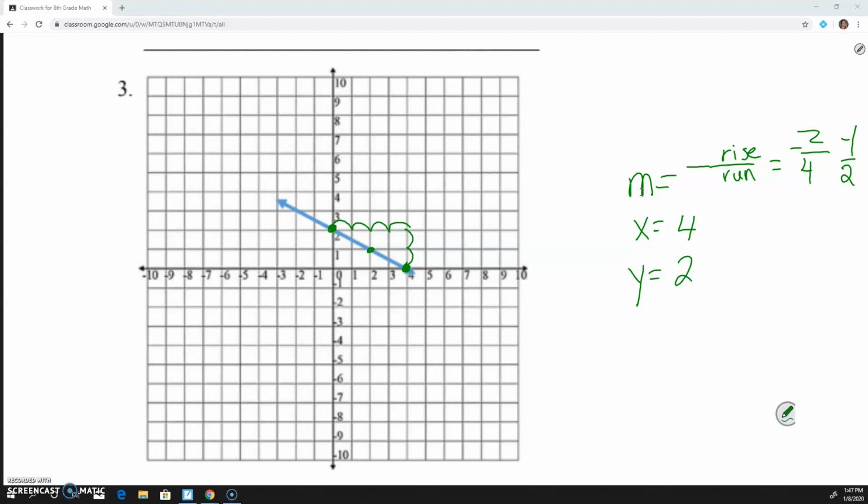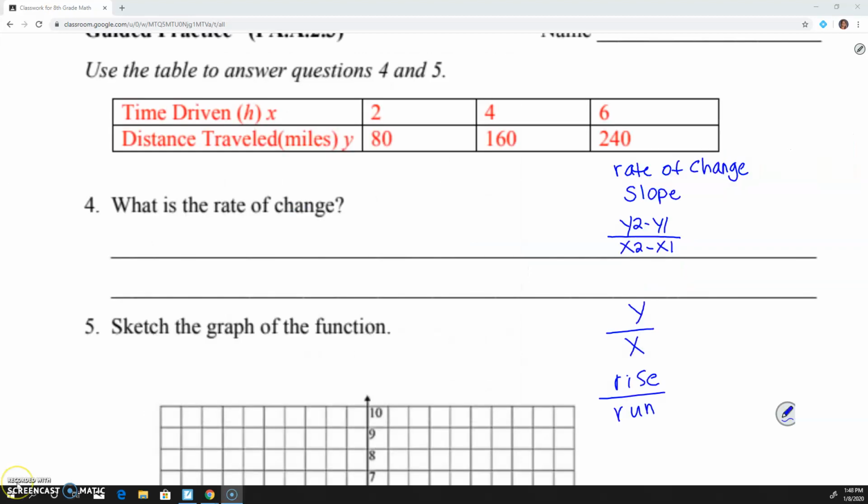That one works also. They want us to find the rate of change. The rate of change is the same thing as find the slope. It's the same thing as saying y2 minus y1 over x2 minus x1. It's the same thing as saying y divided by x. It's the same thing as saying rise over run, right? All of that means rate of change. So I can do y divided by x and get an easy answer. 80 divided by 2 is 40.